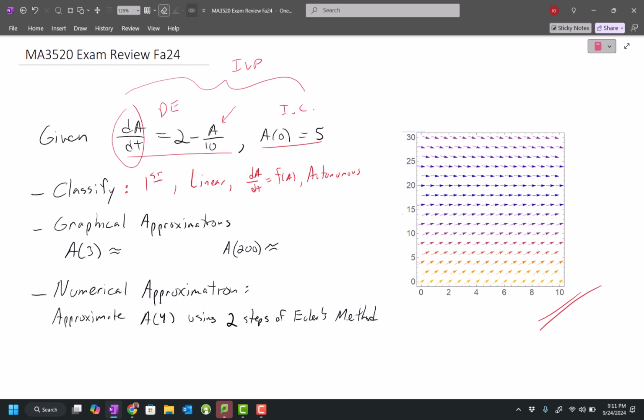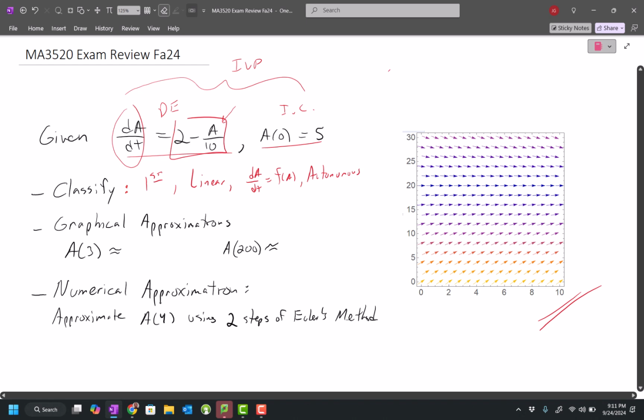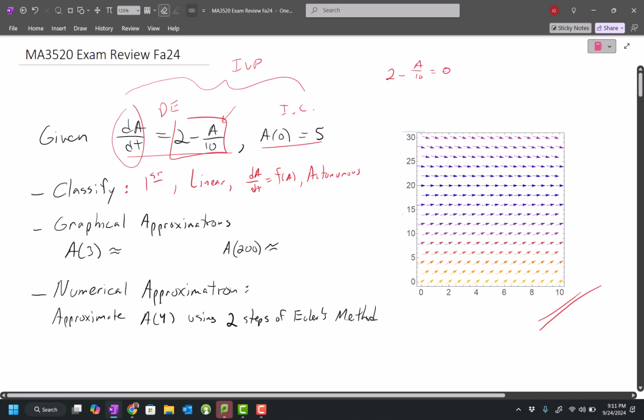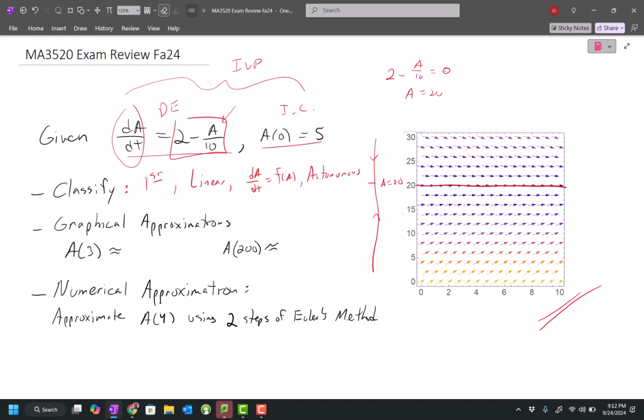Equilibrium solutions occur when the derivative is equal to 0. So I might take 2 minus A over 10 and set it equal to 0 and see what values of A satisfy that. If I added A over 10 to the right-hand side and multiplied by 10, I would get A is equal to 20. And sure enough, I can see a straight line solution here. That would allow me to draw my phase portrait, where I draw a vertical line, identify the equilibrium solution, and then determine if solutions are increasing or decreasing about that equilibrium solution. In this case, I have a stable equilibrium solution at A equals 20 because the solutions about that equilibrium solution are tending towards that equilibrium solution.